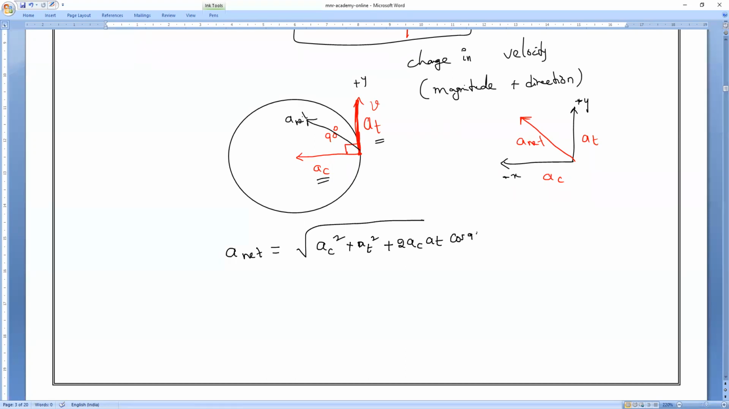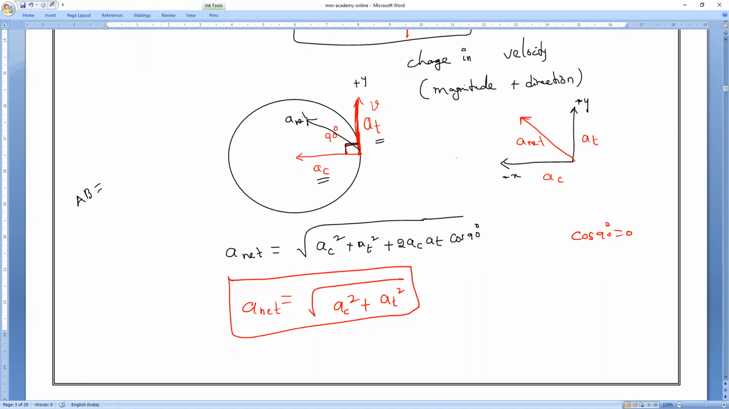So what is the cos theta value? The angle is how much? 90, correct. So cos 90 is 0, and that whole term will be removed. Net acceleration, what is the formula? Root over AC squared plus AT squared. So this is the formula for net acceleration. Please remember that. Okay, everyone, clear?